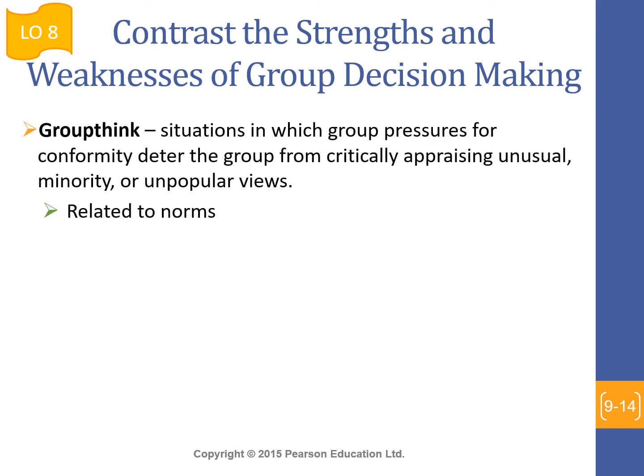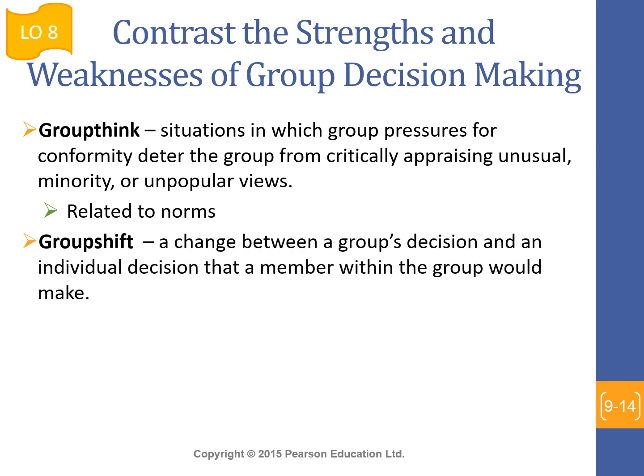Okay, so next we have groupthink. Groupthink is where a situation of group pressure for conformity deters the group from critically appraising unusual, minority or unpopular views. This is related to the norms. Groupthink ni adalah satu macam conflict that arise due to unpopular views or minority views kan. Tiba-tiba buat decision, keputusan tu diambil daripada minority team, so itu akan mewujudkan groupthink lah. This is related to the norm.